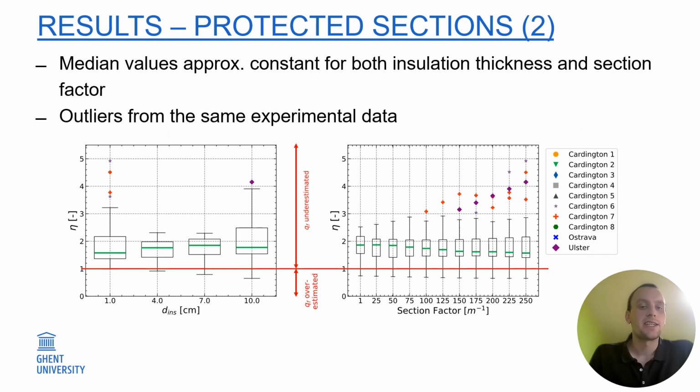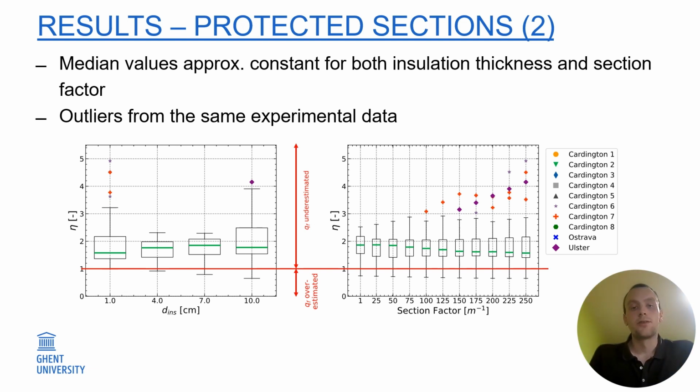Compared to unprotected sections, there is an additional calculation parameter that could influence the value of the correction factor for protected sections. And this is the thickness of the insulation that is applied around the section. If we look at the median values in these box plots, we can observe that these values remain quite constant, although for the section factor you could observe a slight decrease in the median value, although it's not very significant. So overall, the influence of the insulation thickness and the section factor is quite low.